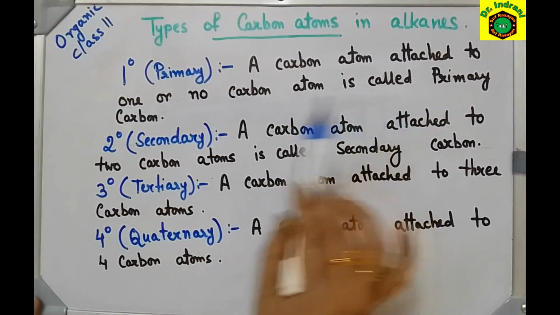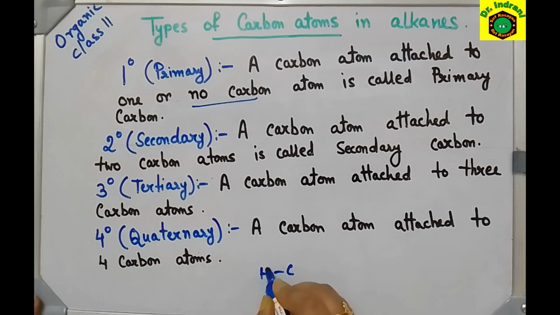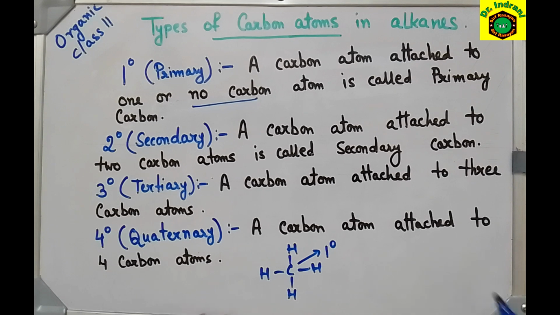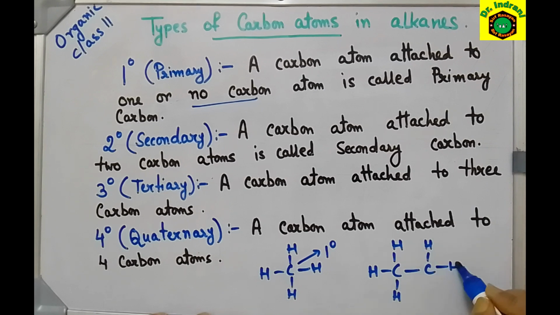A carbon atom attached to one or no carbon atoms is called primary carbon. Now see, in methane, CH4, no carbon is attached to this carbon, only hydrogens are attached. So this is a 1 degree carbon. And in the ethane molecule, I am writing the complete structure. See, this carbon is attached with one carbon, and this carbon is also attached with one carbon. So both these carbons are 1 degree each.